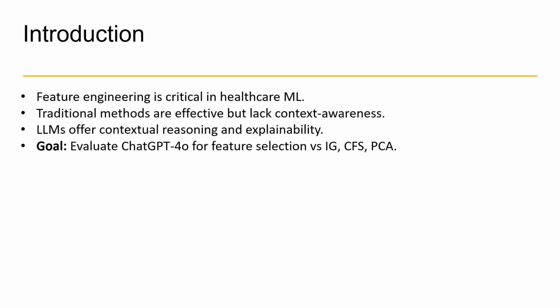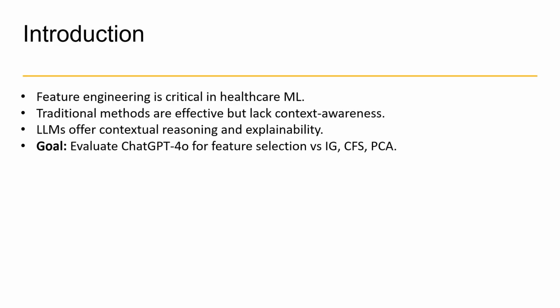So feature selection is a critical part of any healthcare ML pipeline, and it directly affects both model performance and interpretability, which is crucial for clinical acceptance. Traditional feature selection methods are highly effective, but operate purely on data statistics and don't consider the broader clinical impact. In contrast, large language models like ChatGPT are pre-trained on extensive text and have implicit knowledge that could inform feature selections in clinically meaningful ways.